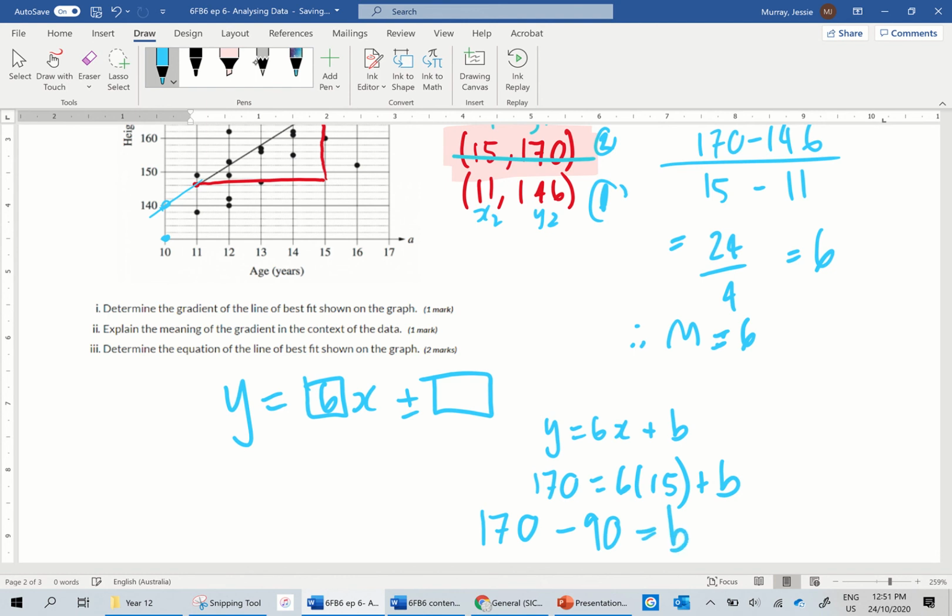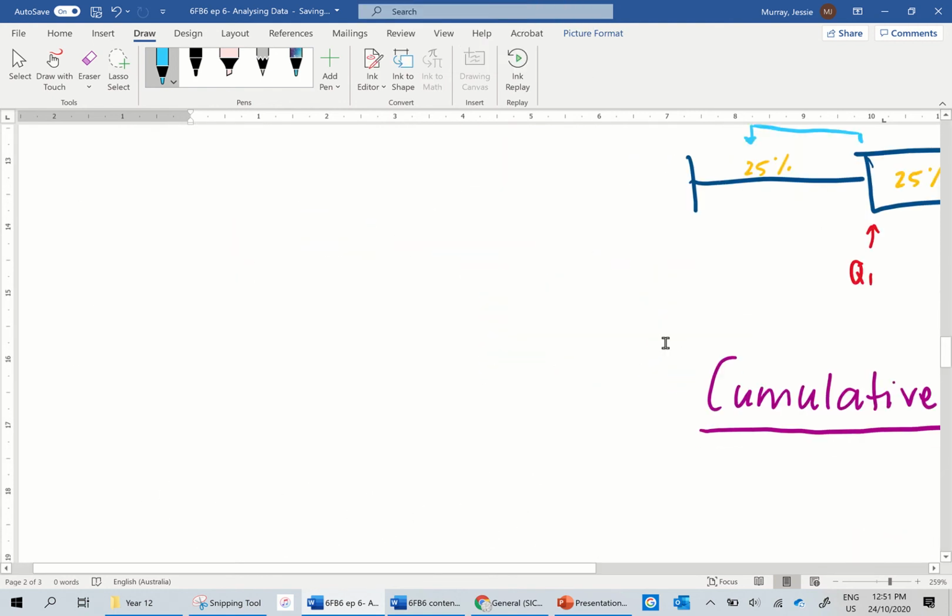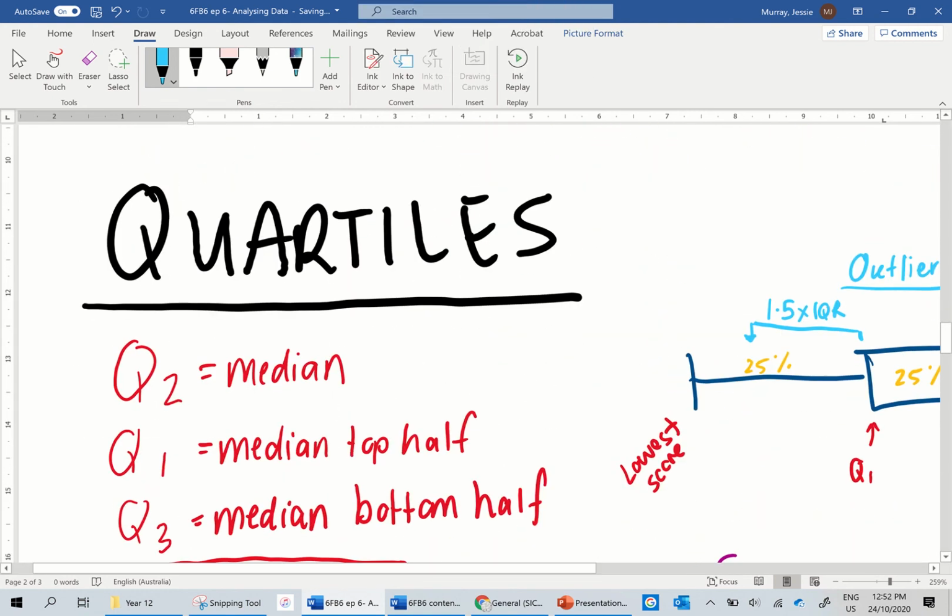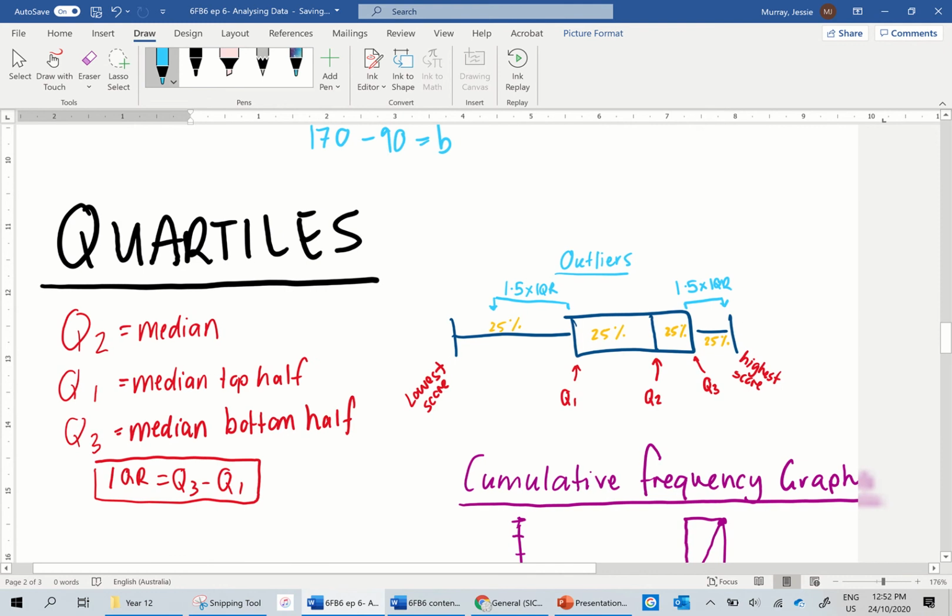And there's my v value, and then I have my equation. Okay. Let's keep going. Quartiles. I just wanted to remind you of a few things with these.